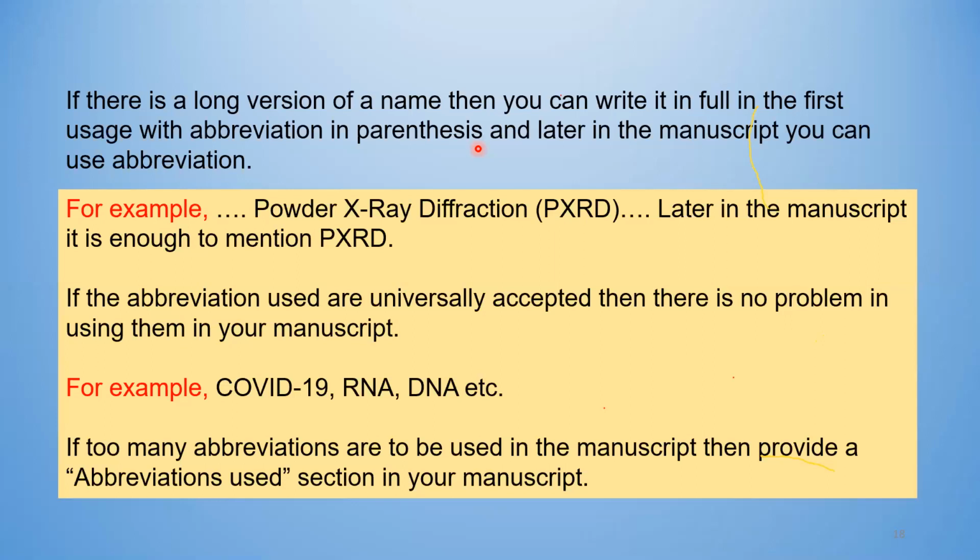The best example, mostly in biological sciences, is COVID-19. COVID-19 has now become a universally accepted abbreviation. There is no need to explain that it is a coronavirus that appeared in 2019. So you can put it as COVID-19; there is no restriction in any journal. It is similar to RNA, DNA. These are widely accepted, and these things mostly appear in biological sciences.